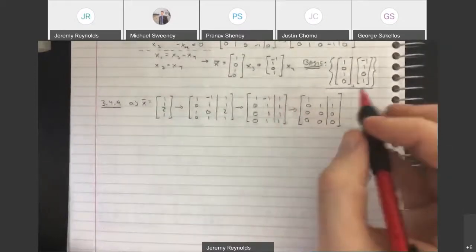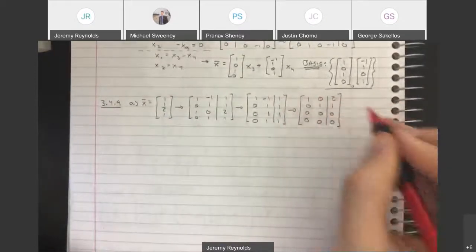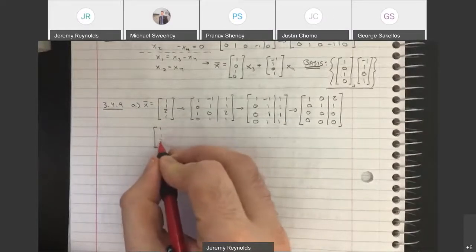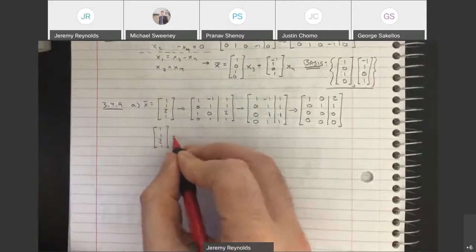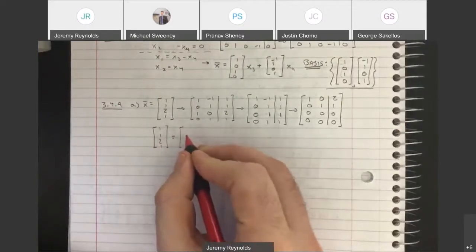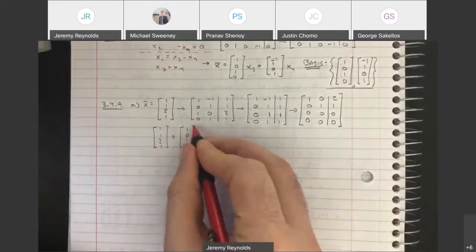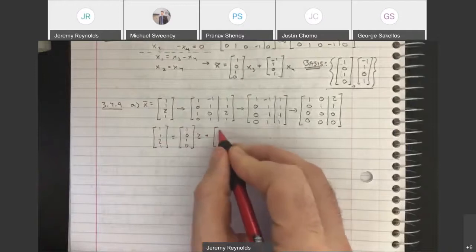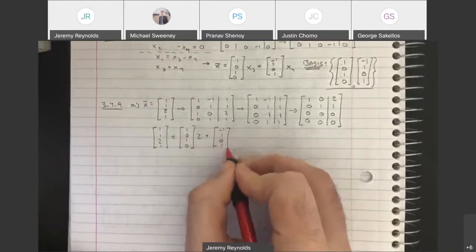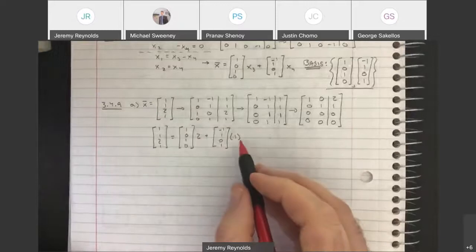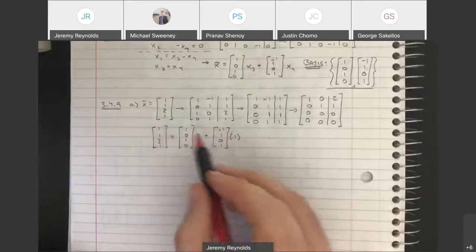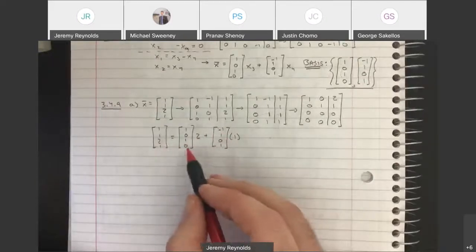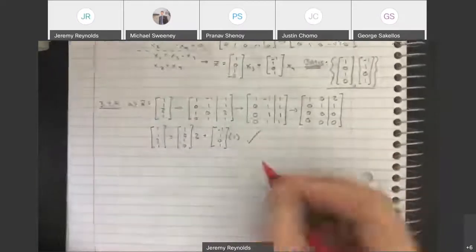And if we add the second row to the first, we get 0 and 2. So we can see that 1, 1, 2, 1 is just going to be 1, 0, 1, 0 times 2 plus -1, 1, 0, 1 times 1. And if we look at that real quick, 2 minus 1 is 1, 0 plus 1 is 1, 2 plus 0 is 2, and 0 plus 1 is 1. So we're good to go.